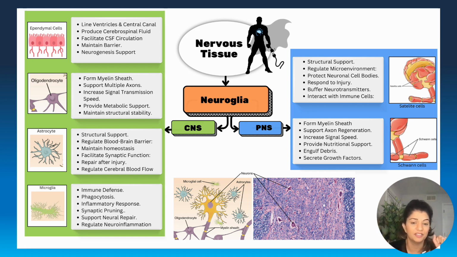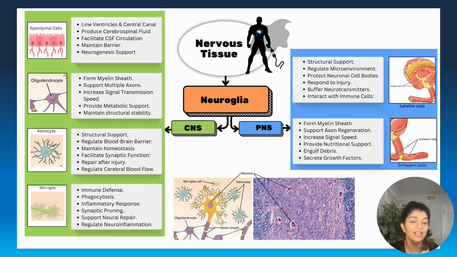So here we have nervous tissue, obviously being the topic, and neuroglia that are present both in our central nervous system and peripheral nervous system. And then as you can see, I've added cells. You can draw these cells, which would be even better, or trace them if you don't feel comfortable drawing. Anyway, ependymal cells are the ones that line the ventricles.